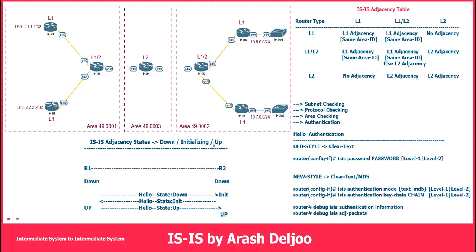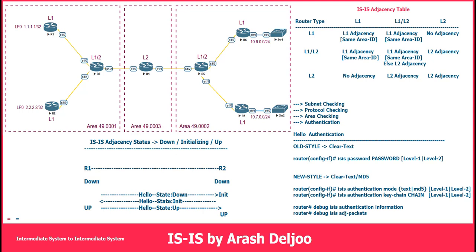And we have another state, the up state, the last state. Now it is confirmed that the neighboring router is receiving the local router's hello. And as you can see, finally both routers should have the up state, and after that they can use the hello message for maintaining neighborship. You know that in IS-IS, as in some other routing protocols, for example OSPF or EIGRP, after establishing neighborship, the protocol uses the hello message for maintaining neighborship.